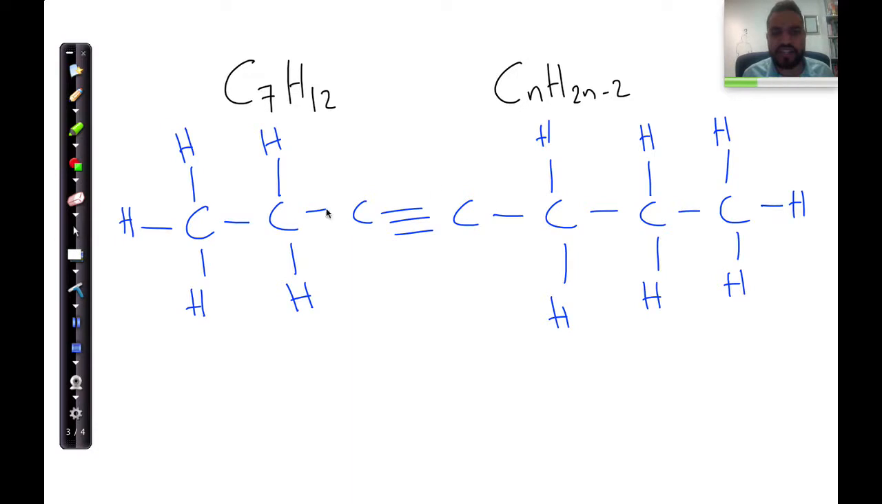Okay, remember you need to number closest to the functional group. And if I start on this side, I have 1, 2, 3, 4. The triple bond lies on the 4th carbon. If I count from this side, it's 1, 2, 3. So it lies on the 3rd carbon. So we're going to start from this side. 1, 2, 3, 4, 5, 6, and 7. And that's what we're interested in, right?